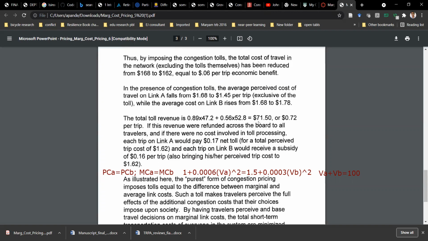So this is sort of the theoretical example of congestion pricing. Does this overall make sense? Anything that you're not clear about?